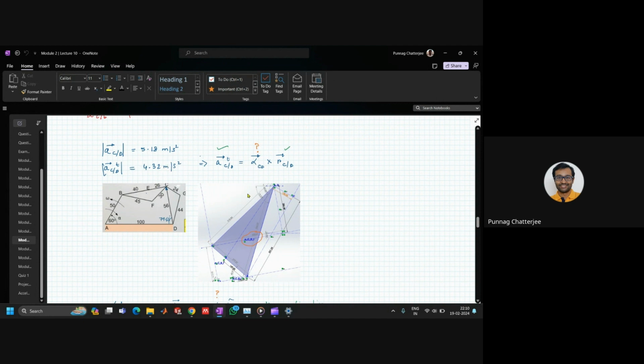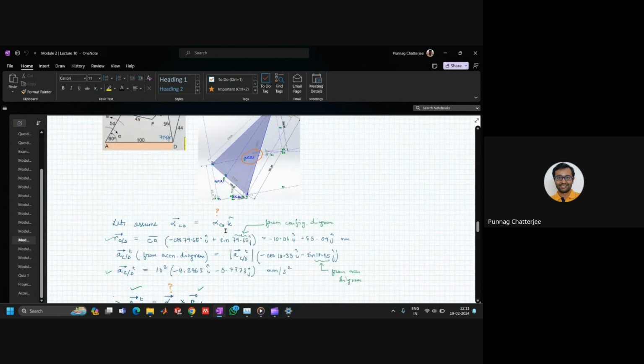Now, in order to find alpha of CD, the angular acceleration of this link CD, we can use this vector formula where A linear acceleration of C with respect to D tangential is equal to alpha CD cross R of C with respect to D. So these are my vectors. The only unknown here is alpha CD. Let us assume that alpha CD is given by alpha, this is the magnitude, and the rotation is in the positive sense about my z-axis, which is K.